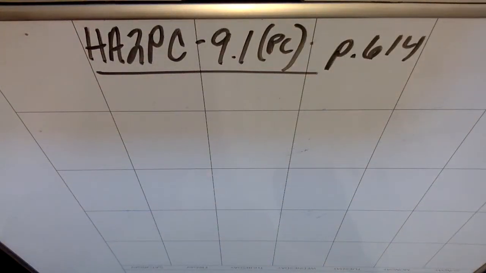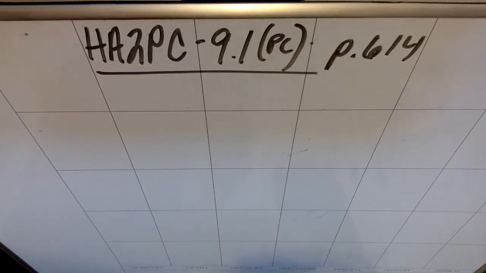All right, this is Honors Algebra 2 Pre-Calculus. We're doing section 9.1 in Pre-Calc, which is on page 614 in the textbook. So this is sequences and series. The first thing we're going to do here is a little bit of vocab and talk about the difference between a sequence and a series.